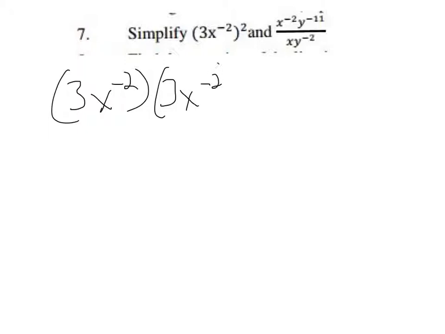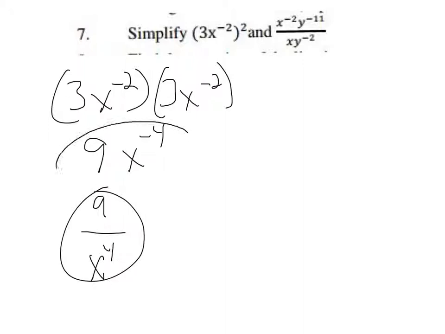For this first one, I have 3x minus 2 to the second power, which means 3x minus 2 times 3x minus 2. 3 times 3 is 9. x to the negative 2 times x to the negative 2. We add exponents. x to the negative 4. And I really detest negative exponents, so I wrote it this way. But I didn't say to simplify it any further. So either one of these is the correct answer.